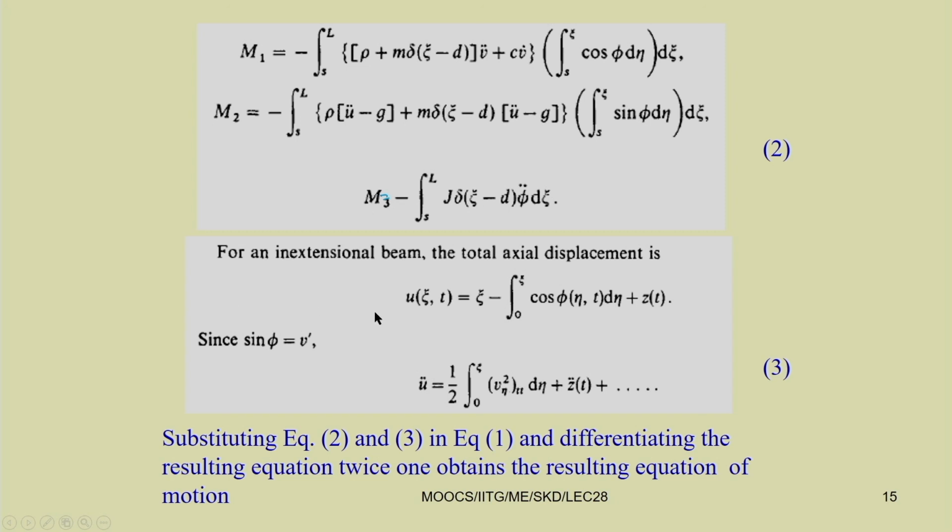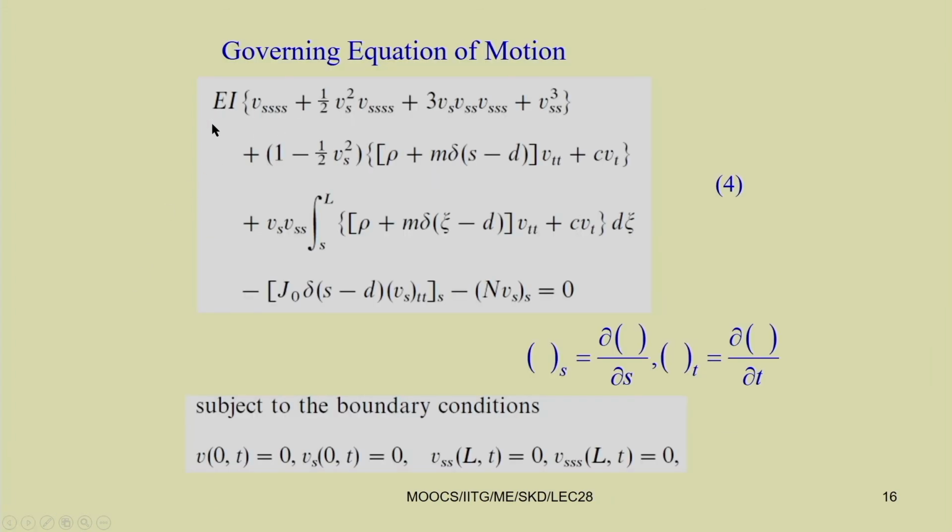Then we can use this inextensibility condition, that is, the beam has the same length before and after deformation. Using that, we can have the relation between the axial deflection and the lateral direction deflection. Using those, that means differentiating that equation twice. If you differentiate the moment twice, that will give the loading condition. So, one can obtain this equation.